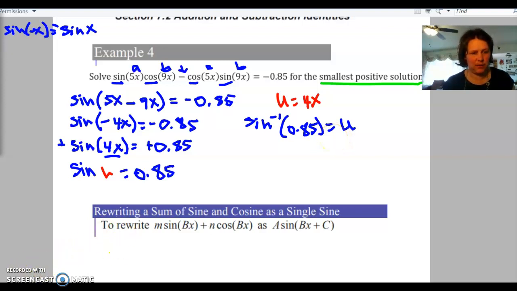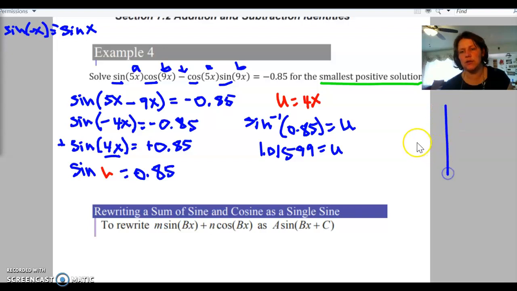I need to grab my calculator. Okay, so we've got the arc sine of 0.85. Put that into your calculator, and I get 1.01599. That's equal to u. Now let's look at our unit circle, because we do want to make sure that this is going to be our smallest value.